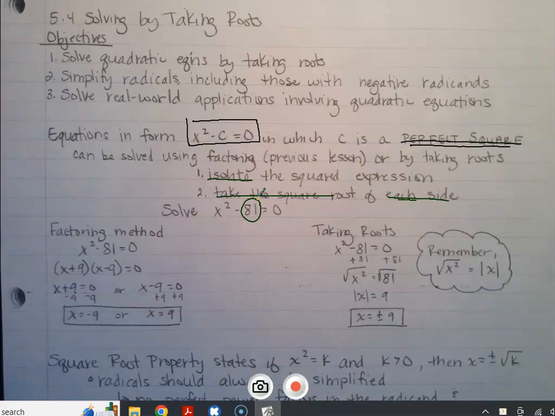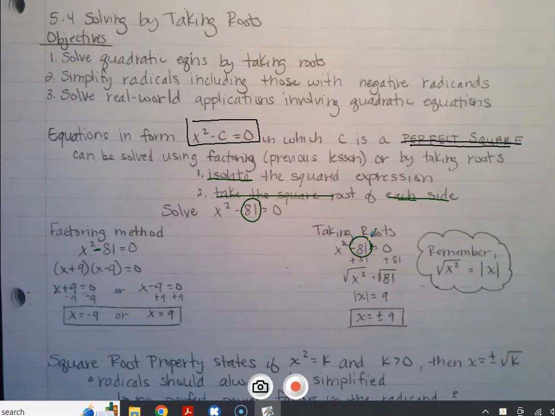So I've got two methods here to show you. The factoring method, which is what we've done in previous lessons and isn't wrong. We saw that it had subtraction, so we were able to say, oh, this is the same as x plus 9 times the quantity x minus 9. And then we set them equal to 0, and we solved and got x equals negative 9 or x equals a positive 9.